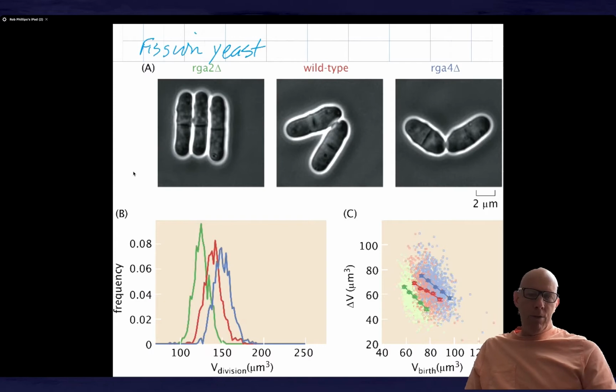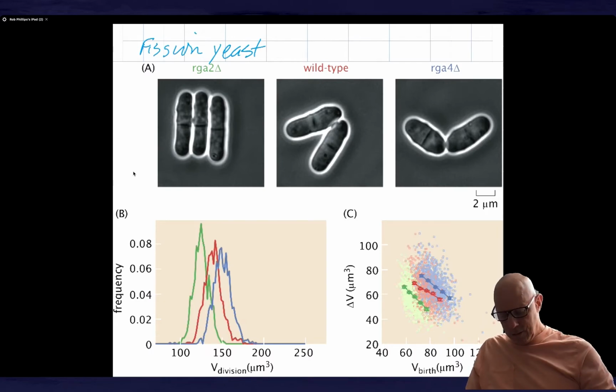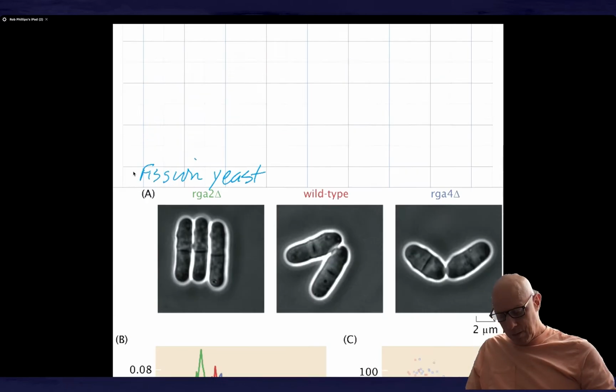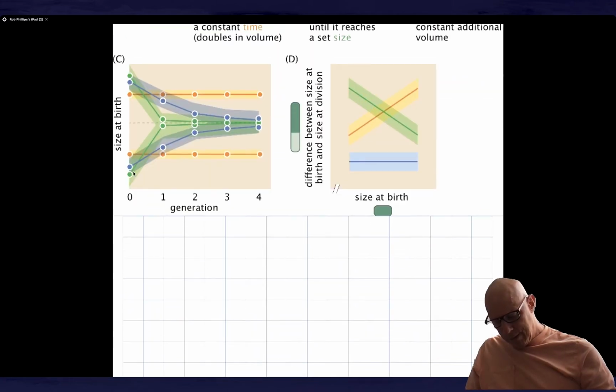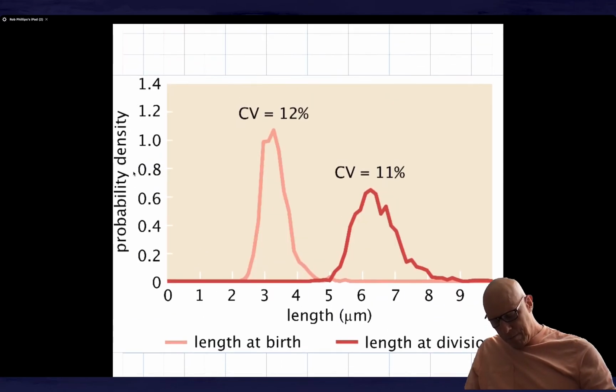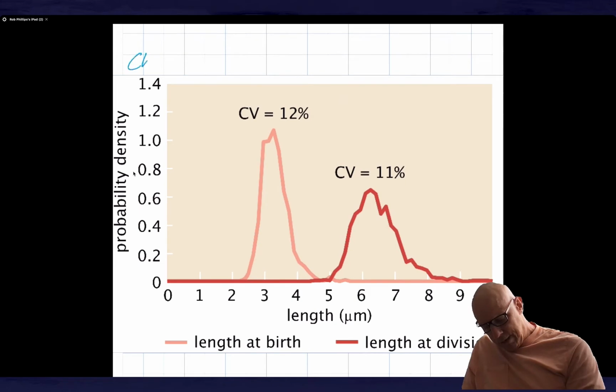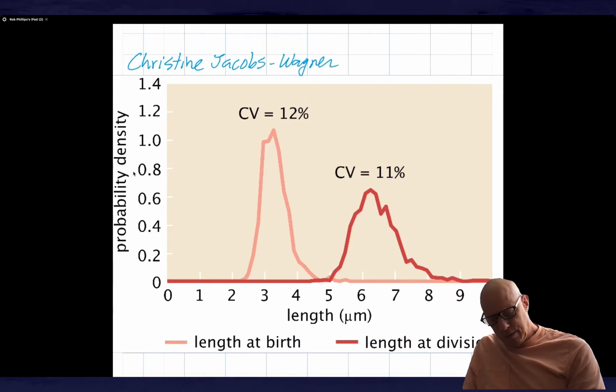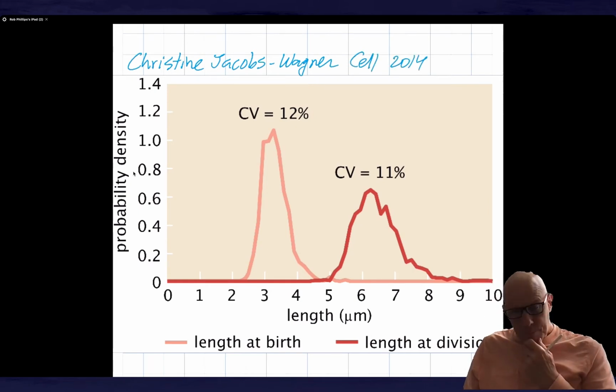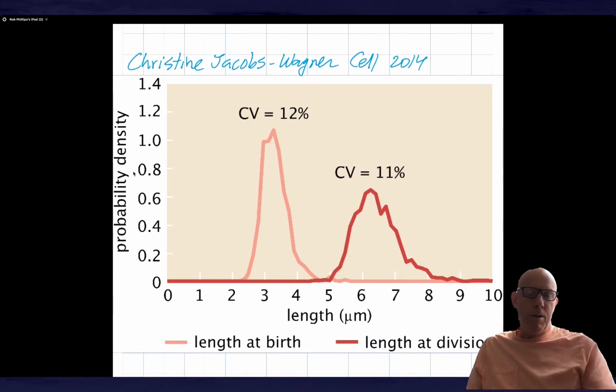The reason I wanted to show you this image is just to give you a sense that this is something you can do with a microscope. And for the case of bacteria, this is from the work of Christine Jacobs-Wagner, and there's a really nice paper, maybe 2014, I think the first author is Campos. It's in Cell, and what you're seeing here is the length at division and the length at birth.